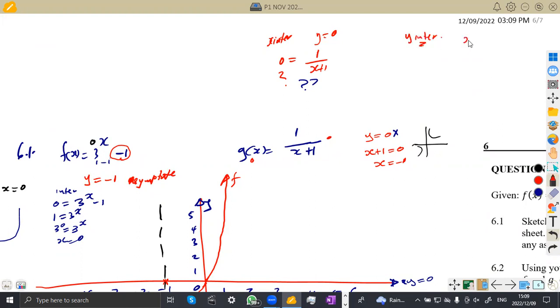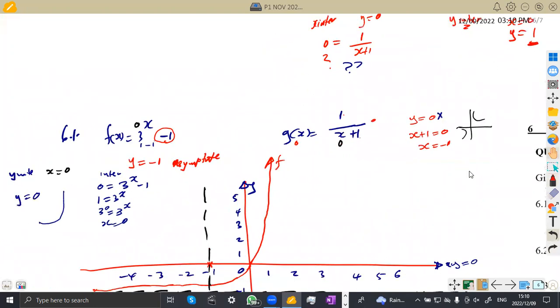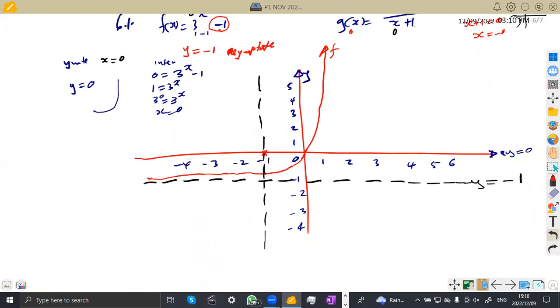For the y-intercept, we know that x is equal to 0. So if x is equal to 0 here, that means y is going to be equal to 1 over 0 plus 1, which is 1 over 1, which is 1. So we've got the y-intercept at 1. So we are going to have our y-intercept at (0, 1), which is somewhere here.